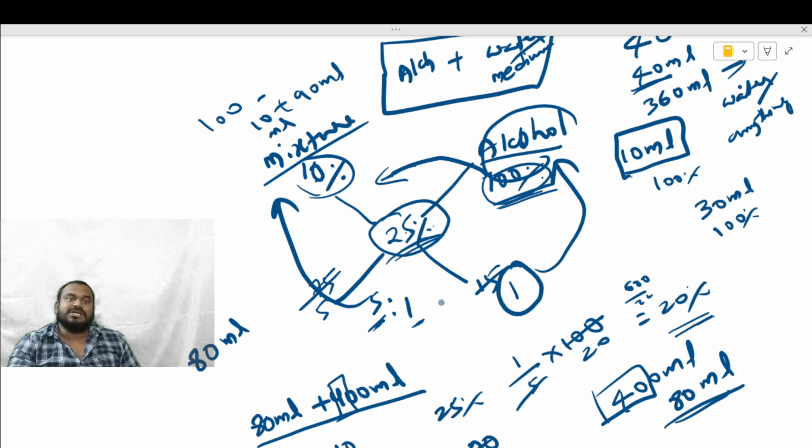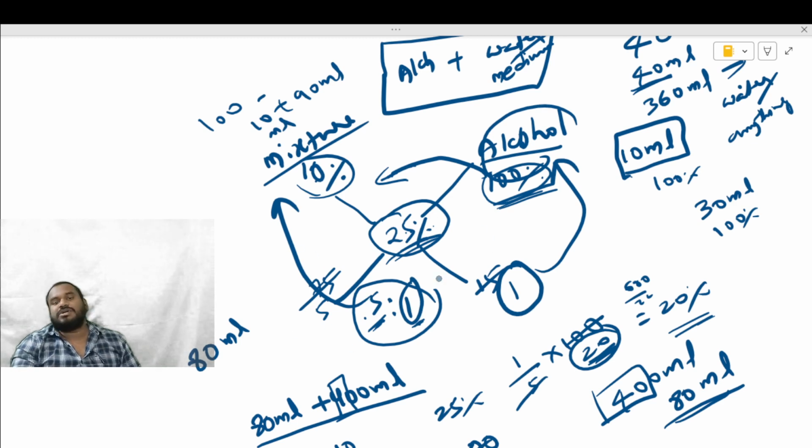15 ones are 15 fives. So this 5:1 is mixture to pure alcohol. So I need one part. How much is it becoming? 1 by 5 into 100 is nothing but 20%. So 20% of what? 400. 20% of 400 is nothing but 80. Like that, but you can do it another way also.